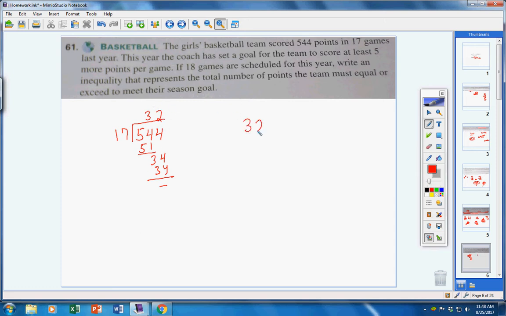That's last year. Points per game. Now, everybody see what I did? There's their total points in 17 games. I divided it out. 32 points per game. Now this year, the coach wants them to score 5 more points per game. 5 more. Got it? So he wants them to score 37 points per game. I hope that makes sense, students. They scored 32 points per game last year. He wants 5 more points per game this year, so 37 points per game.